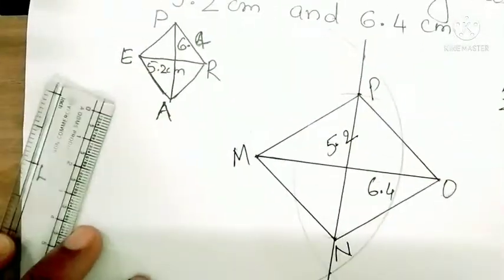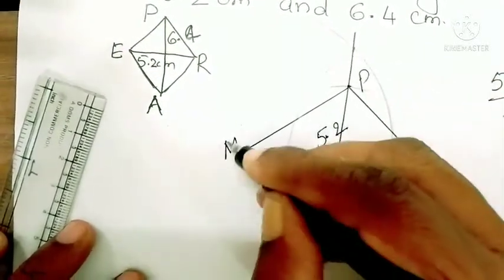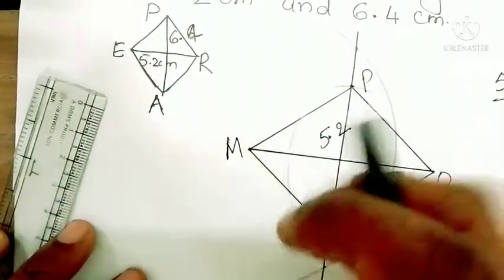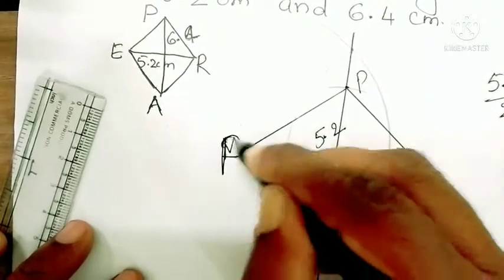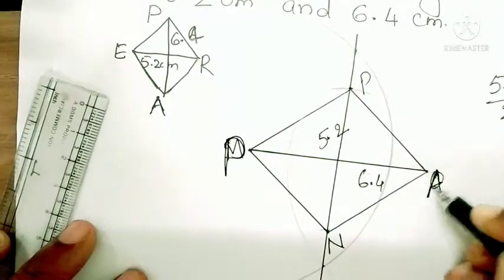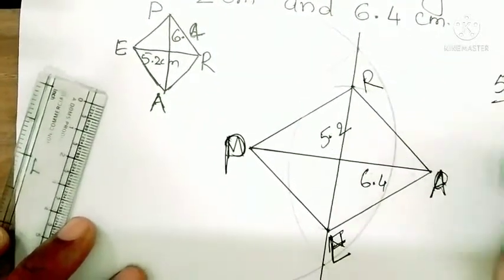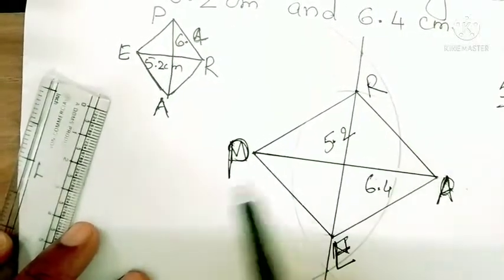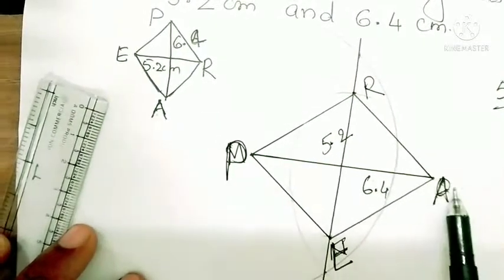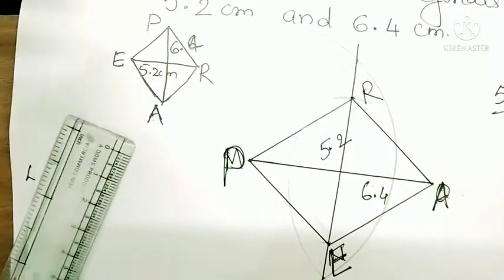Okay, they have marked it here, no? Oh, sorry. So it can be P. P should be here, because PA is 6.4. So PA is 6.4. Okay. So according to the given measure to draw, that is very important.